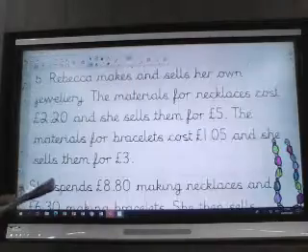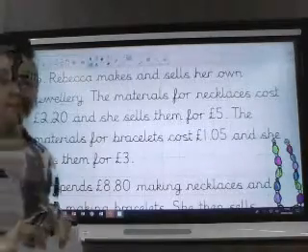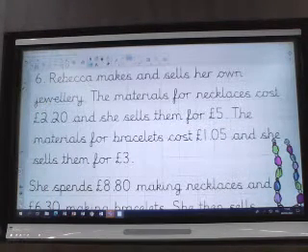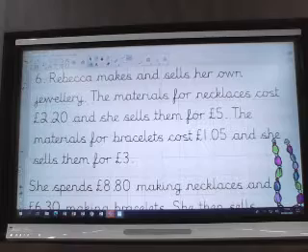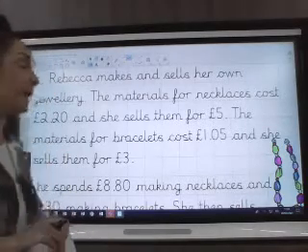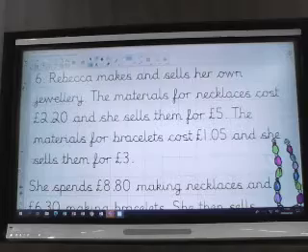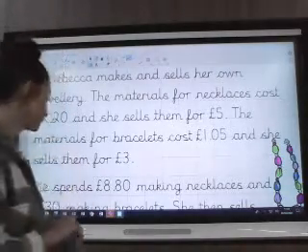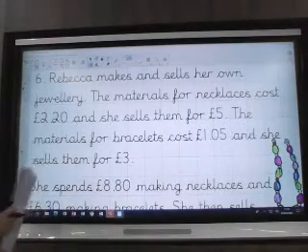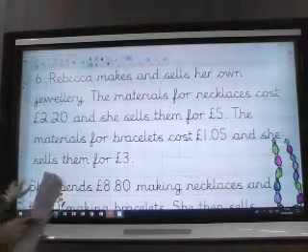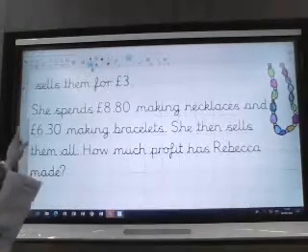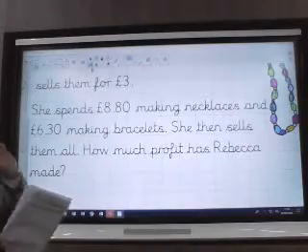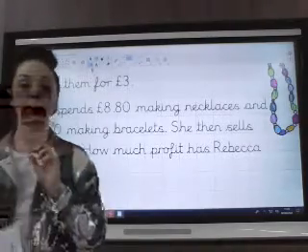Okay, last one then. Question 6 says Rebecca makes and sells her own jewellery. The material for necklaces costs £2.20 and she sells them for £5. The materials for bracelets cost £1.05 and she sells them for £3. She spends £8.80 making necklaces and £6.30 making bracelets. She then sells them all. How much profit has Rebecca made?